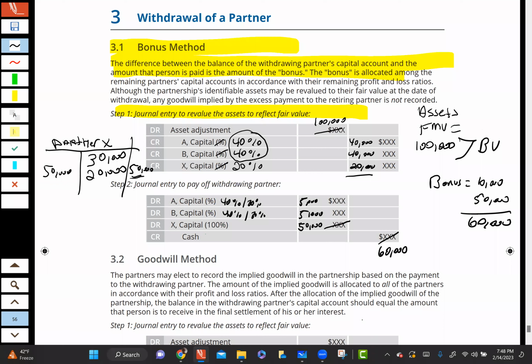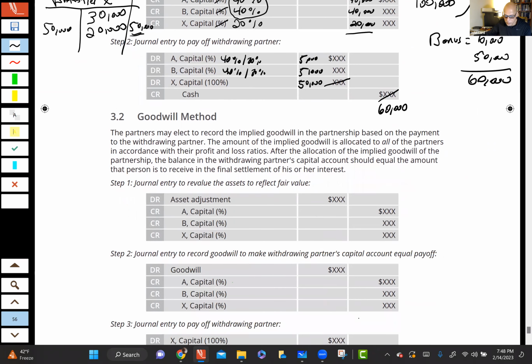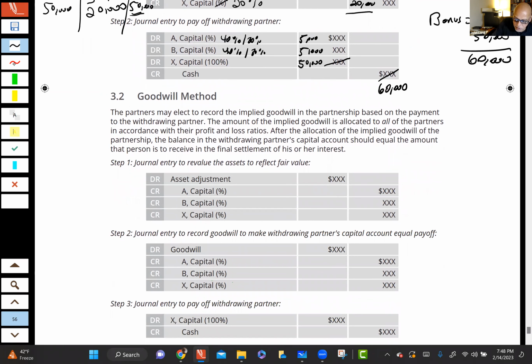Okay, good. Now you come over, and if it's the goodwill method, again, the asset adjustment would be the same thing. I'm not going to change that. Debit that 100,000. I'm just keeping the same facts I made up. So 40,000 again would go to this guy, 40,000 to this guy, and 20,000 there. And again, I'm assuming that X's capital started at 50,000.